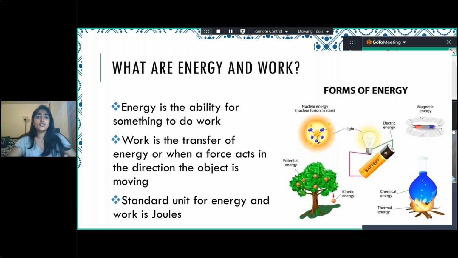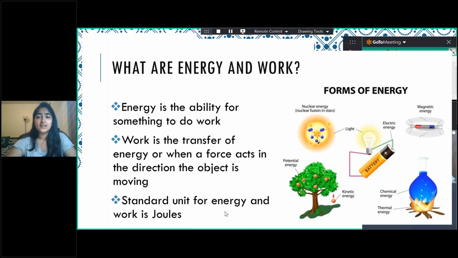Energy is the ability for something to do work. But work is when you basically transfer energy, and it can be in terms of energy or in terms of forces. In terms of energy, it's the transfer of energy, but in terms of forces, it's when a force is acting in a certain direction and the object is moving in the same direction as the force is acting. That's when work is done. And usually the standard unit for energy and work is joules.